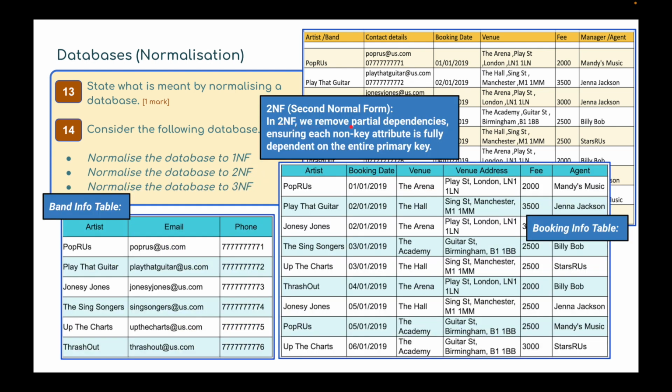In the second normal form, we remove partial dependencies, ensuring each non-key attribute is fully dependent on the entire primary key. Basically, what I've done is split it into 2 tables that are linked together. We could argue with a foreign key in this case, for the artist. So I've got the band's info table, and I've got links to the booking info table. You can see the band appears twice, but we don't need to know the email address and the phone number in this particular table. So I've split it into 2 separate tables, which can either work independently or be joined together, usually with a foreign key.